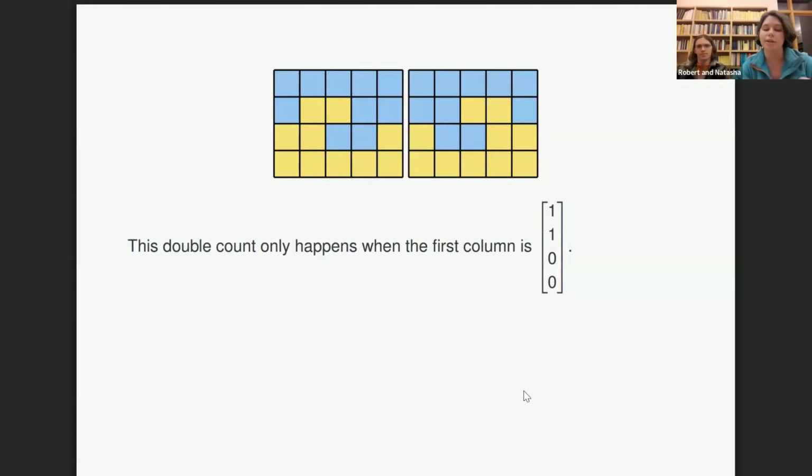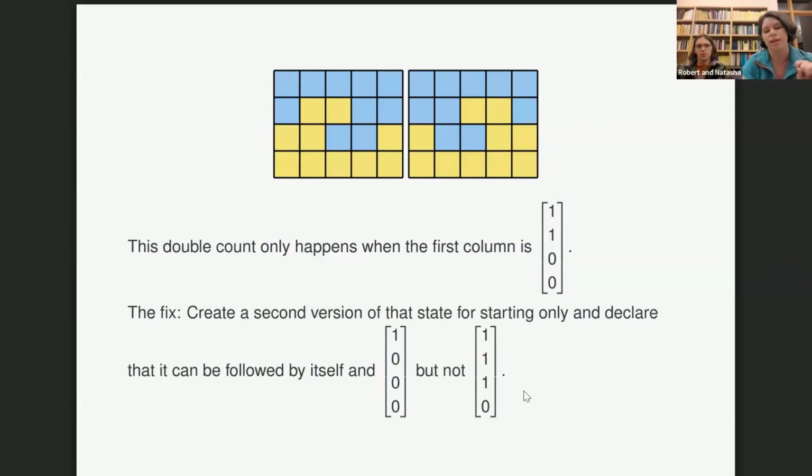So this is fine. We fix this by saying we'll create a second version of the 1, 1, 0, 0 state and make that the starting state. And that one can only be followed by itself and 1, 0, 0, 0, but not 1, 1, 1, 0, which the normal in the middle 1, 1, 0, 0 state can be followed by. And that means we'll accept the left picture, but not the right picture. Great. Easy fix.